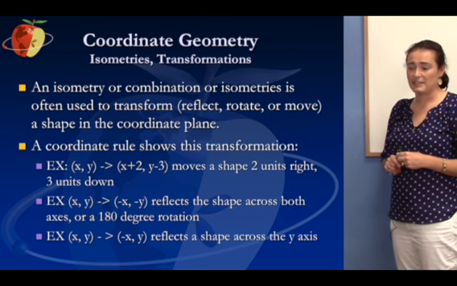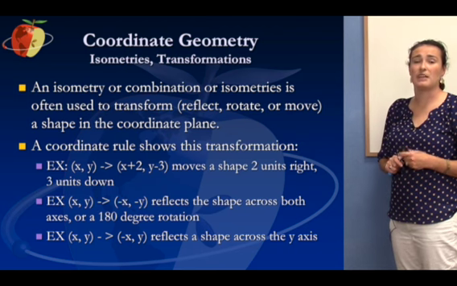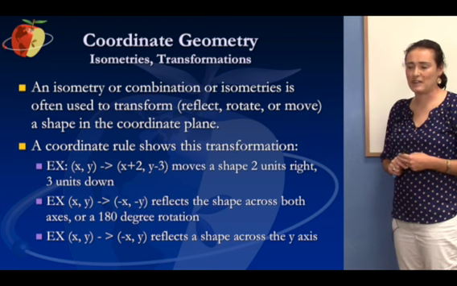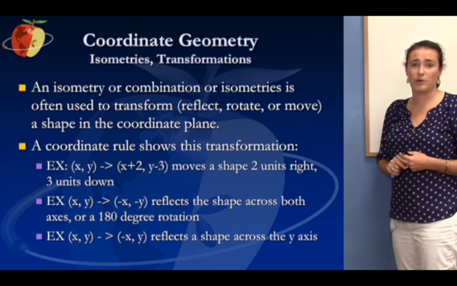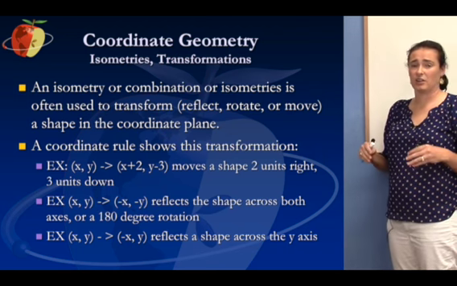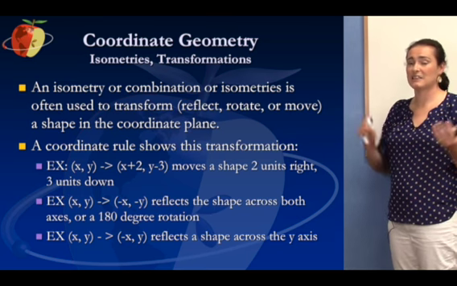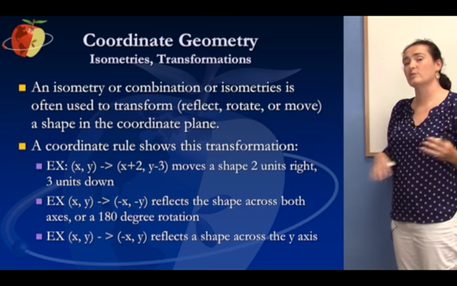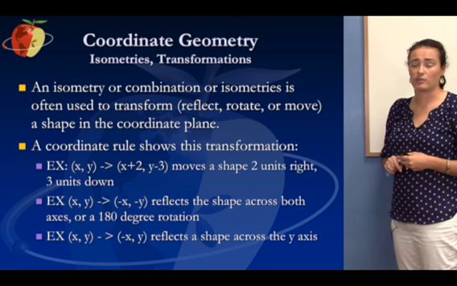The second example says all of the coordinates x, y become opposite signs, negative x and negative y. And what happens is you end up reflecting the shape across both axes. First you're reflecting across the y-axis and then the x-axis, and those two put together could be called either a double reflection or just a rotation of 180 degrees around the origin.